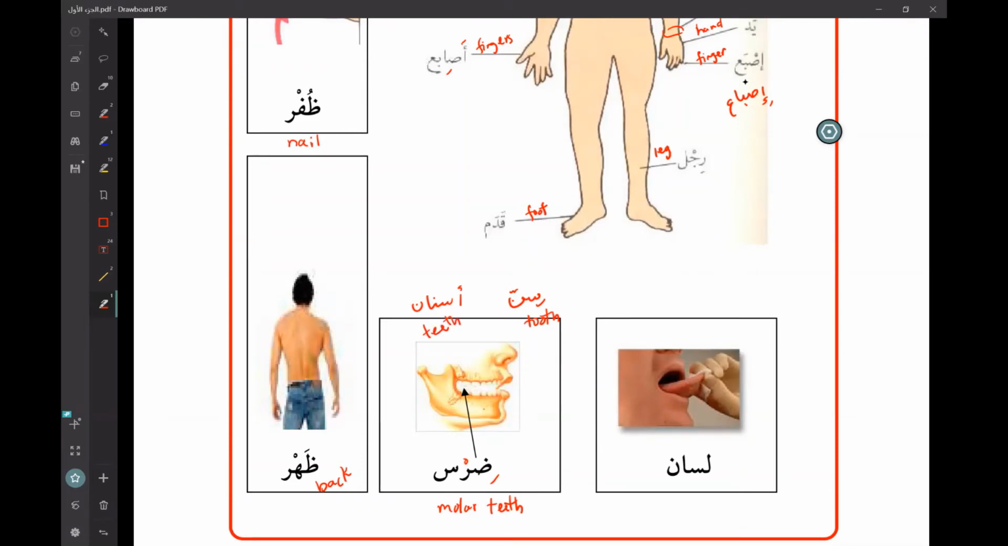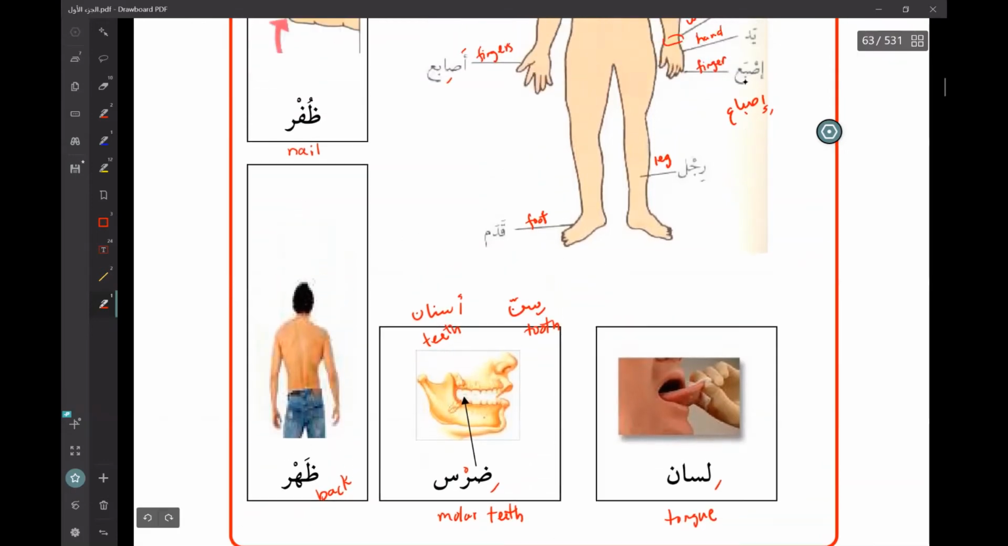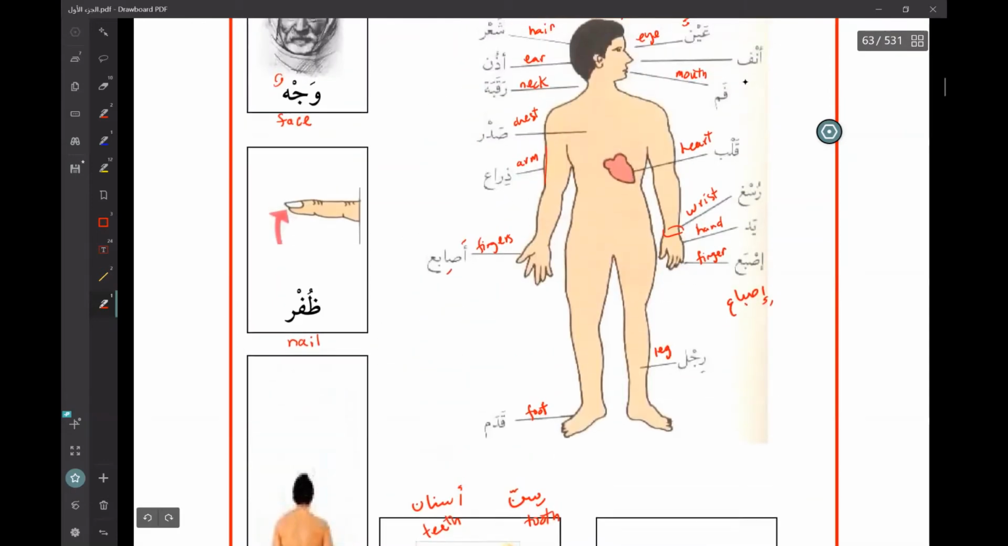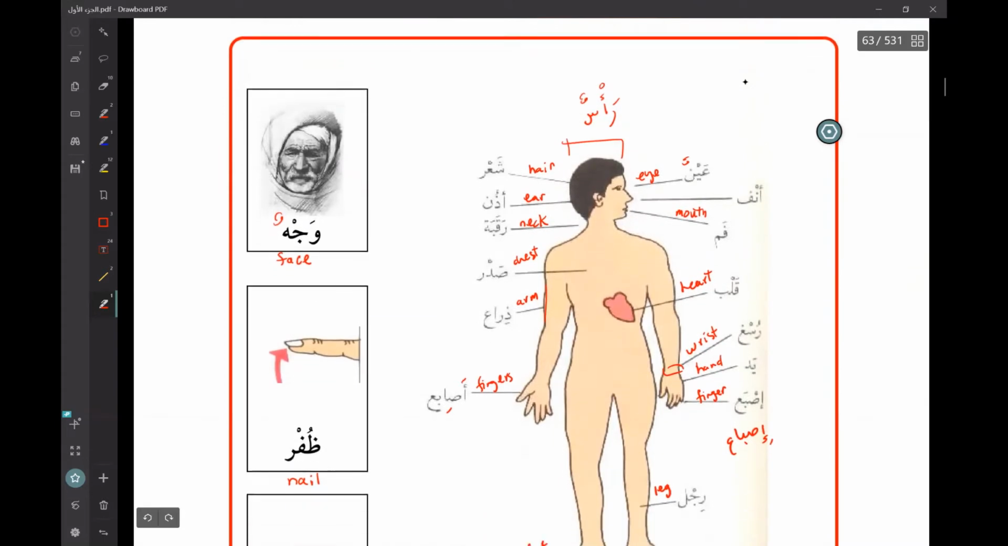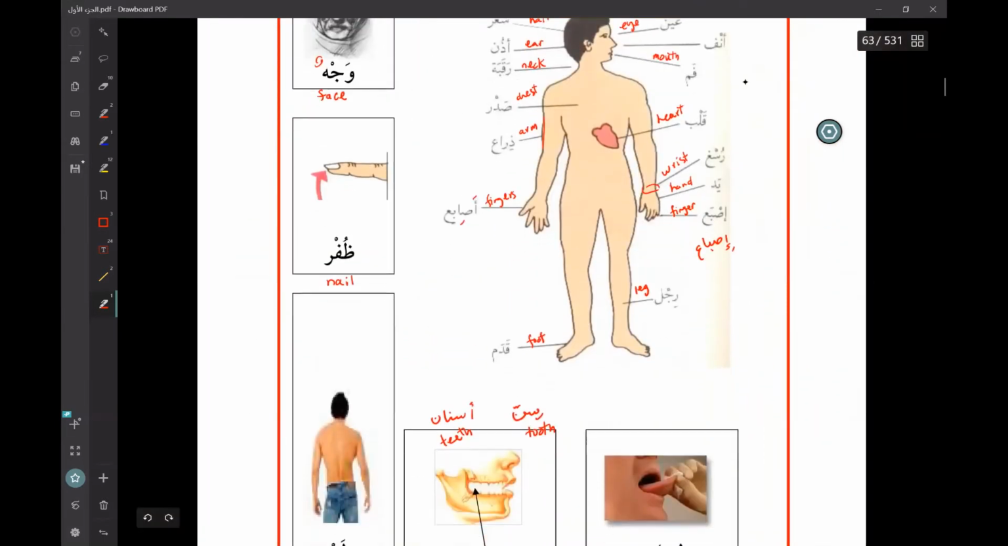Okay. Then we have lisan. Lisan is tongue. Okay, tongue. All right. So there are a lot of words. So we have to memorize all of them. So we have to learn these words.